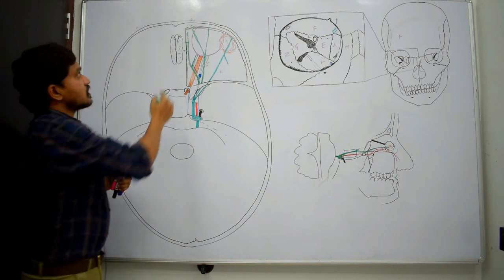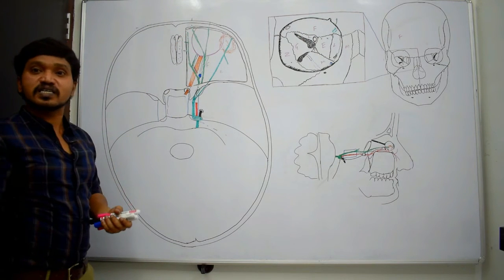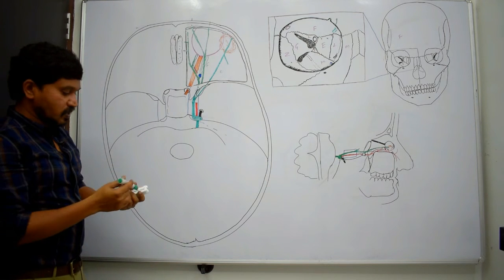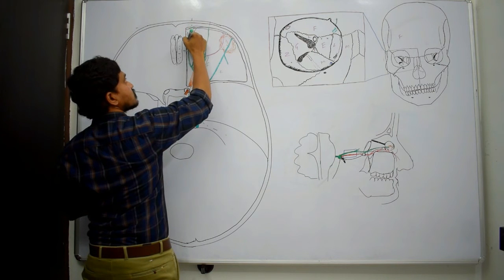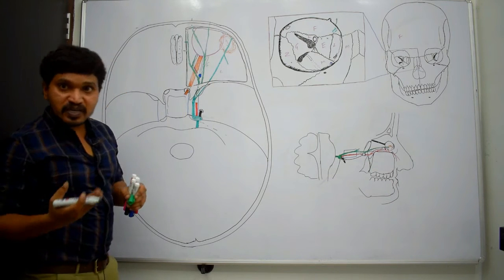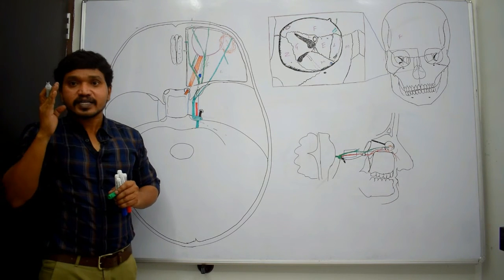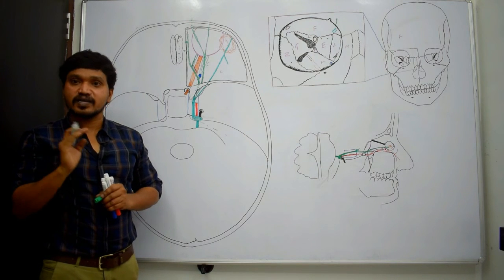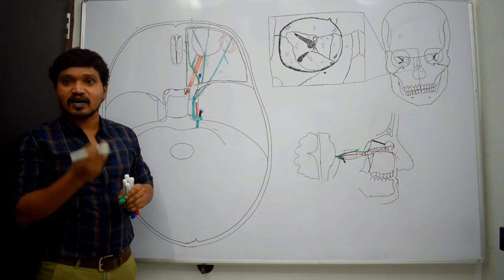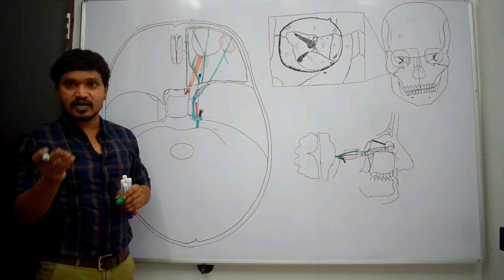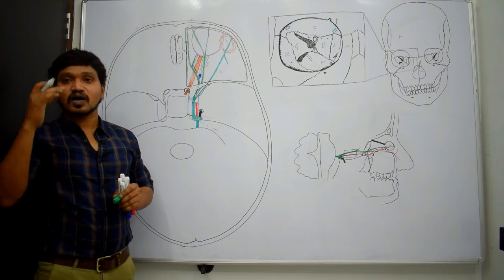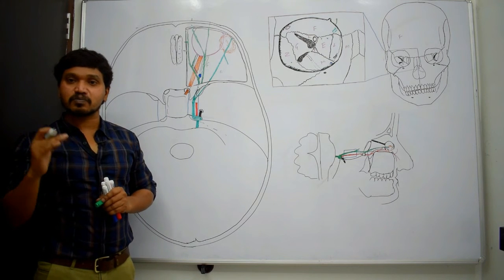What are the terminal branches? The infratrochlear nerve and the anterior ethmoidal nerve. First, the infratrochlear nerve. This infratrochlear nerve passes beneath the trochlea of the superior oblique muscle and emerges above the medial angle of the eyelids, and it supplies the eyelids, conjunctiva, lacrimal sac and lacrimal caruncle. It will also supply the upper part of the nose.